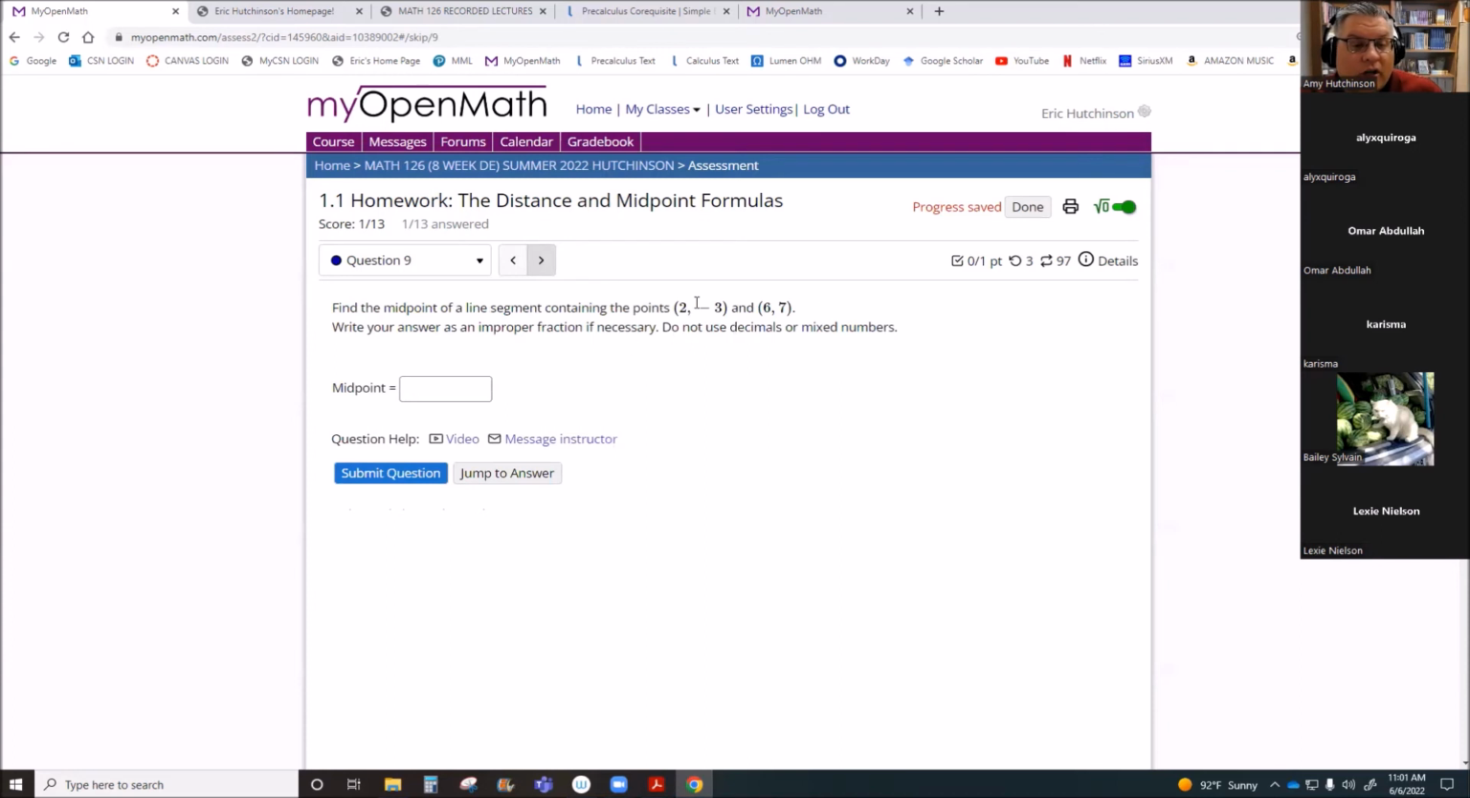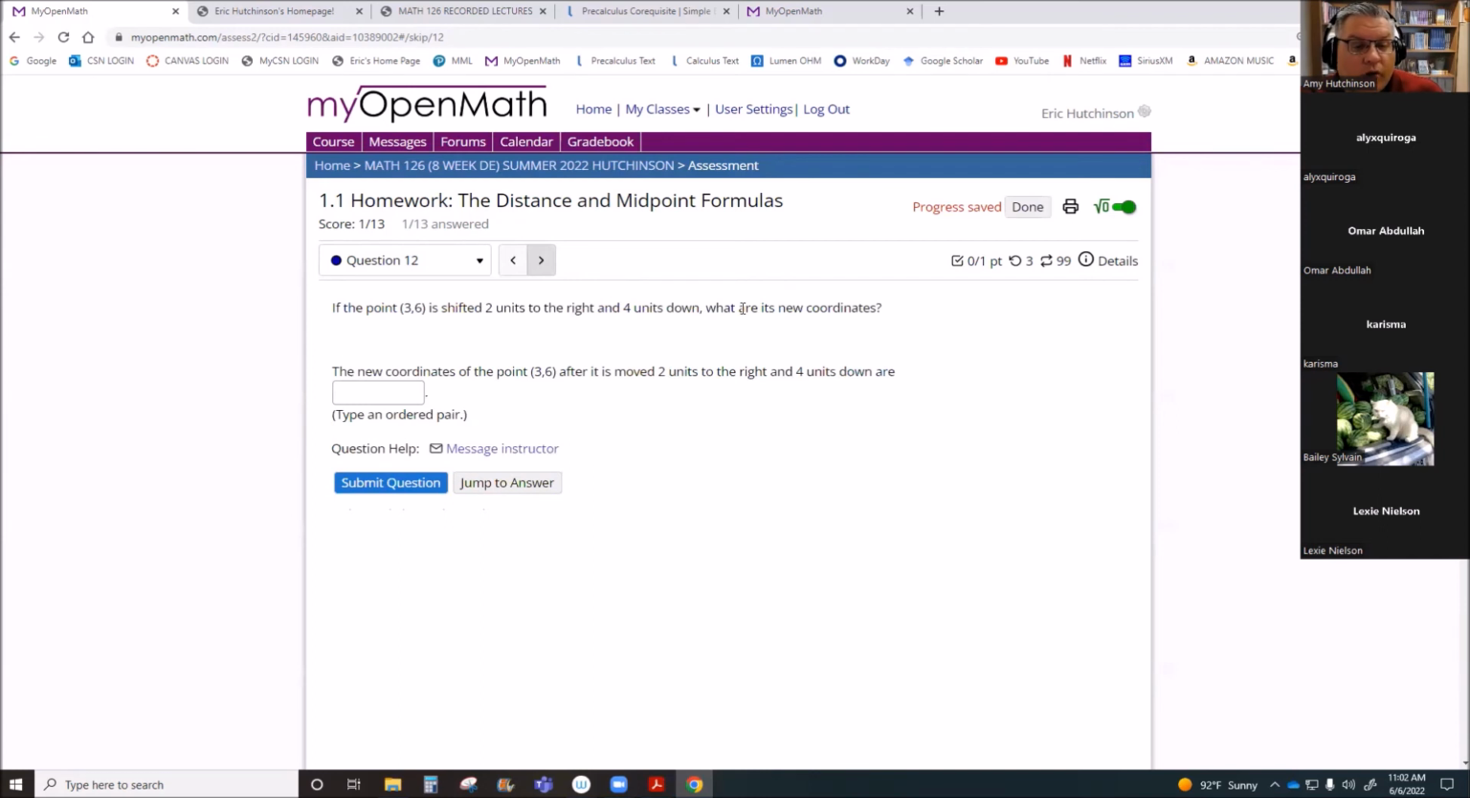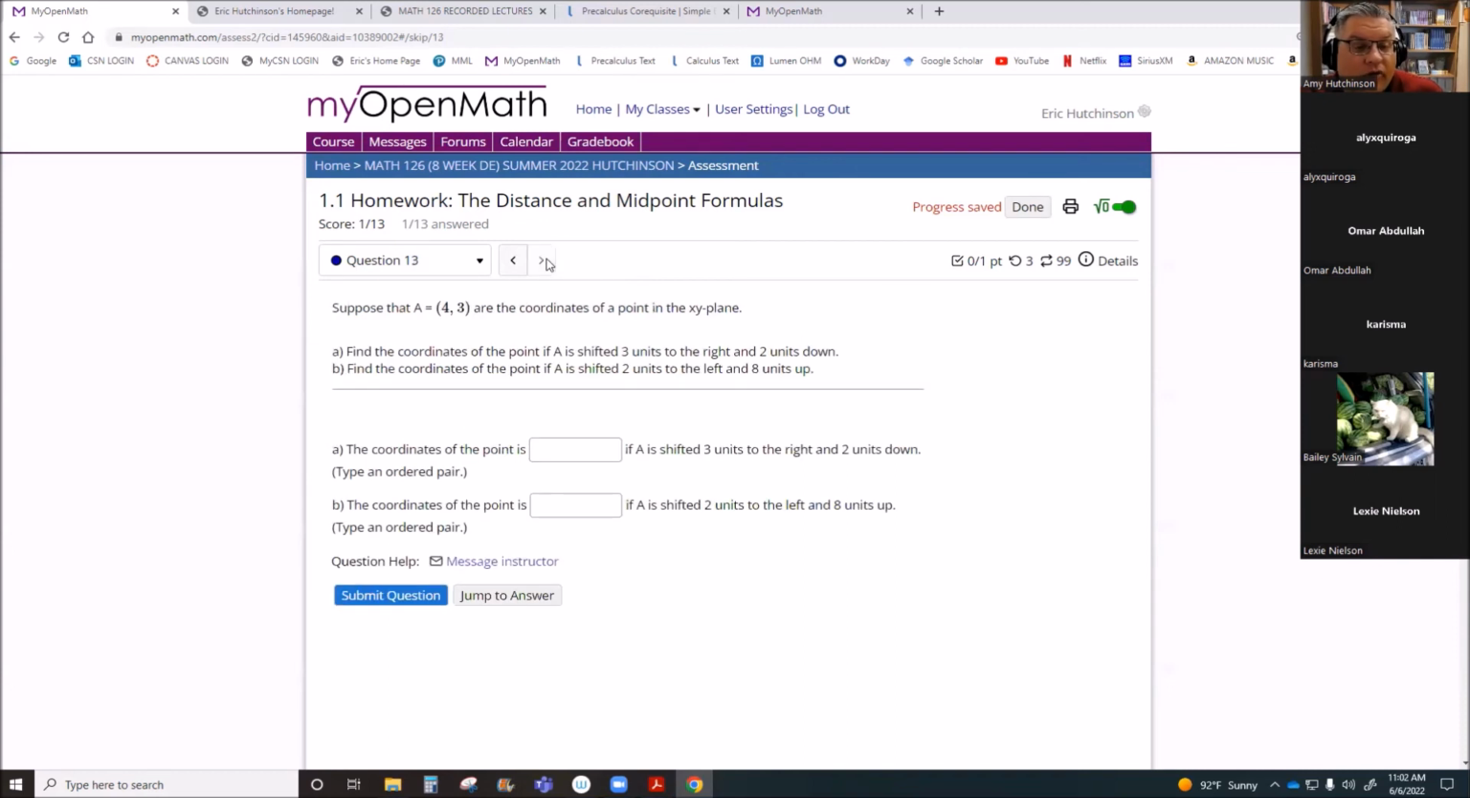Now this one is getting into midpoint. Midpoint we just talked about, where you just type in the answer for that one. And then here's one of the problems that we just did. 3, 6 is shifted 2 units to the right and 4 units down, with its new coordinates. Here's another one that's a two-parter doing the same thing that we just talked about before. And then that's it. That's the whole entire homework assignment.